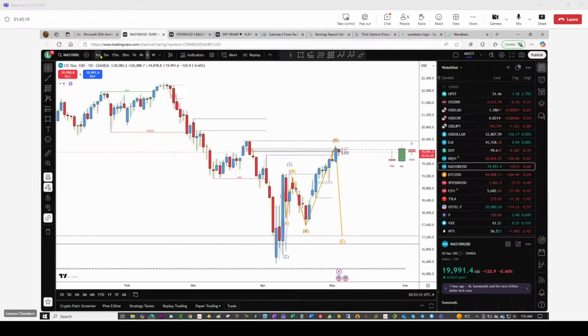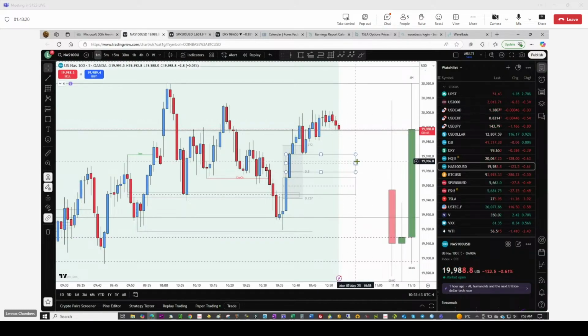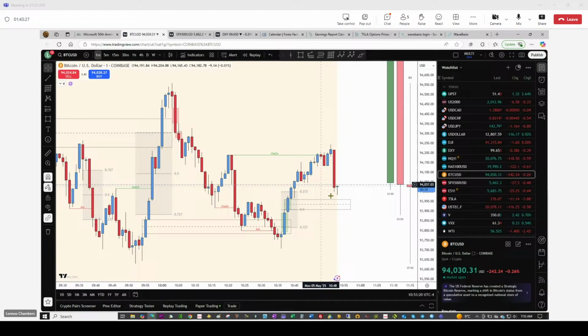All right, so where are we here? We're getting a pullback on the NAS right now. And let's see Bitcoin. So Bitcoin's coming back down as expected. So you see, it's never too late, you can always get in. So we can sweep that high, we get a retrace back in.